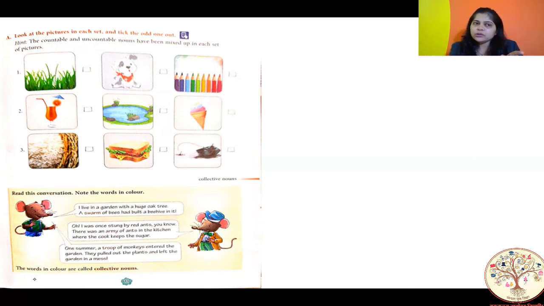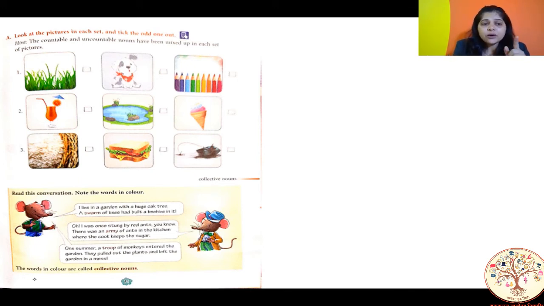नाउ कैन यू काउंट लीव्स? कैन यू काउंट डॉग? कैन यू काउंट कलर? यस. व्हाट यू कांट काउंट इज द ग्रास. तो फर्स्ट में नंबर 1 ग्रास. ओके, सेकंड देयर इज अ जूस. There is ice cream, 1 glass of juice, 1 ice cream, 1 cone. And what is that? In the center is a pond. Can you count pond? No, you can't. That is the odd one out.